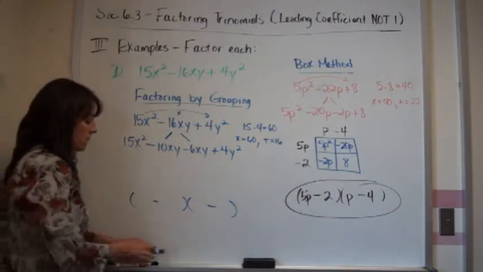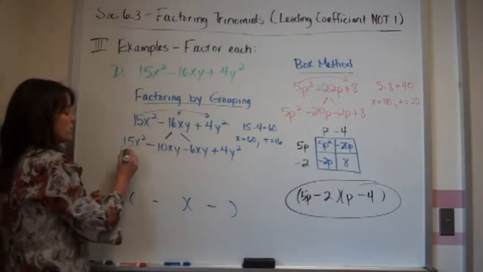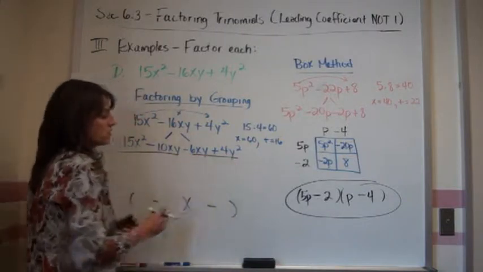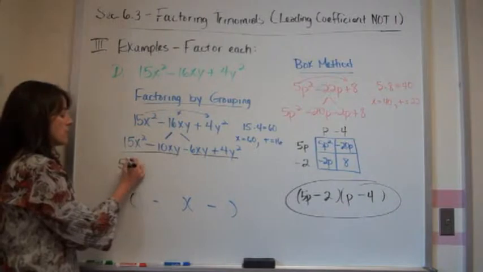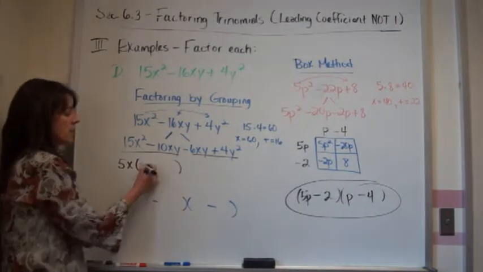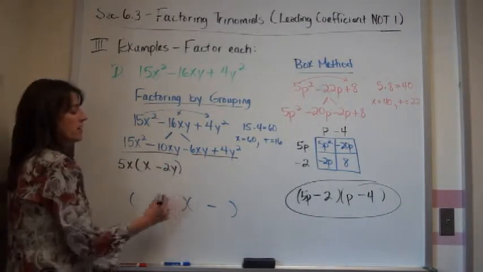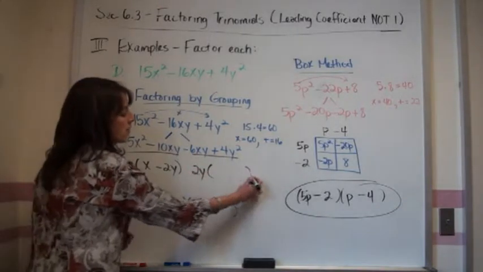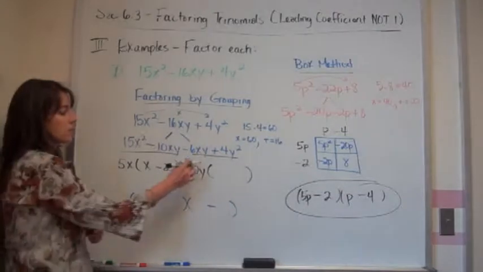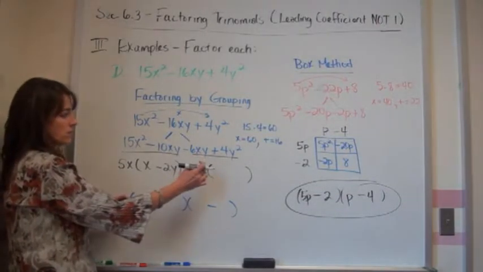So remember, what happens now is I combine up these front two terms and I combine up these back two terms. With the front two terms, I've got a 5 and an x common to each. When I divide it out, I'm left with an x minus 2y. Here, I can divide a 2y out. And remember, if I only divide a 2y out, I'm left with a -3x.